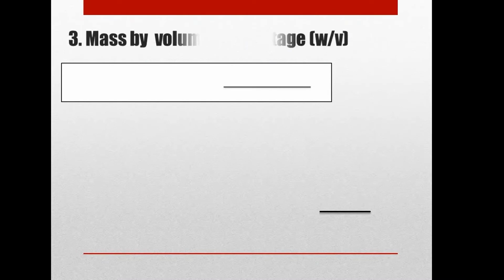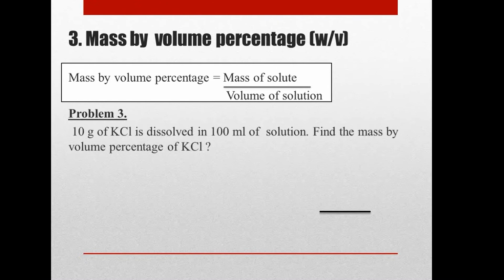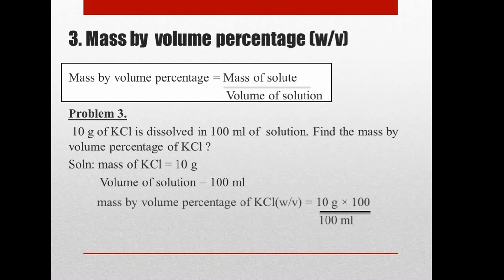Another quantitative method that we usually deal with in solution is the mass by volume percentage. Sometimes we express the concentration as weight by volume also, which is basically defined as the mass of the solute per volume of solution. So one problem out here is like this: 10 gram of KCl is dissolved in 100 ml of solution. Find the mass by volume percentage of KCl. So the mass of the KCl is given 10 gram and the volume of solution is 100 milliliter. So if you put this data in the formula, then you are going to get 10%.